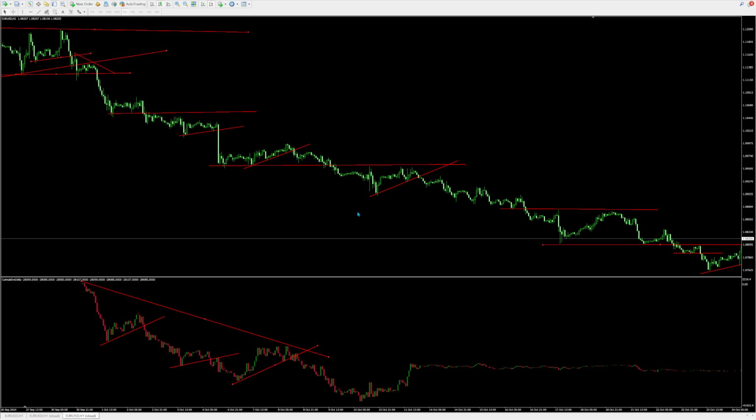So that's a simple strategy using this indicator. You can of course do it without as well. This is a short trading example. When we're in an uptrend, you can take the long signals.